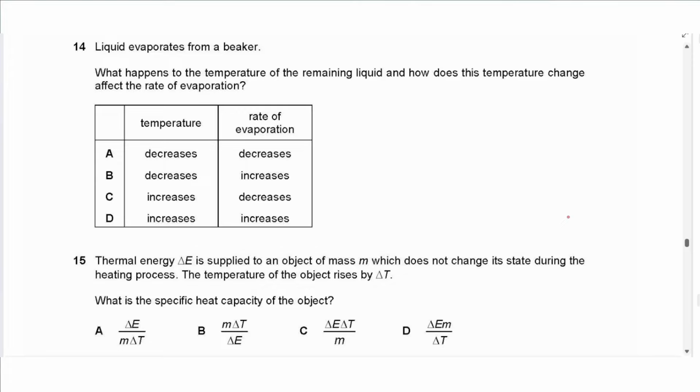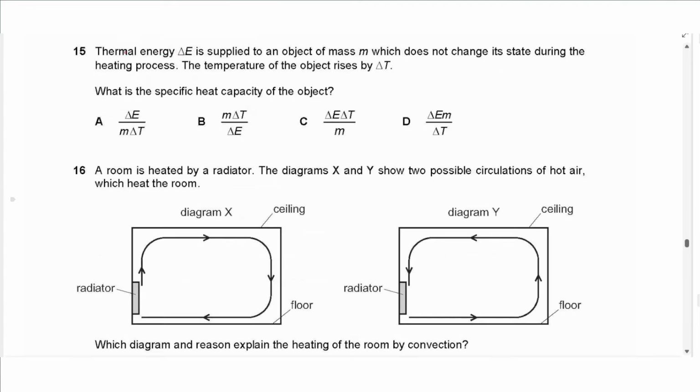Question 14 says liquid evaporates from a beaker. What happens to the temperature of the remaining liquid and how does this temperature change affect the rate of evaporation? So when a liquid evaporates, the rest of the liquid has a decreasing temperature and the rate of evaporation decreases as temperature decreases. So the answer is A. Question 15 says thermal energy delta E is supplied to an object of mass m, which does not change its state during the heating process. The temperature of the object rises by delta T. What is the specific heat capacity of the object? So we can use the equation delta E is equal to mc delta T, and we need to calculate c, so we divide by m and delta T.